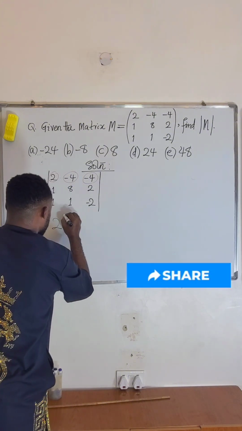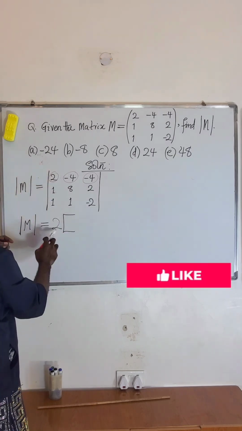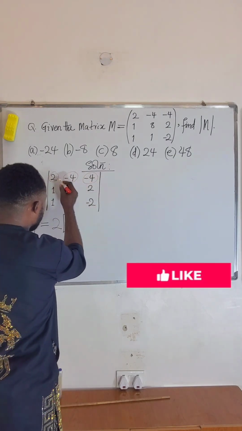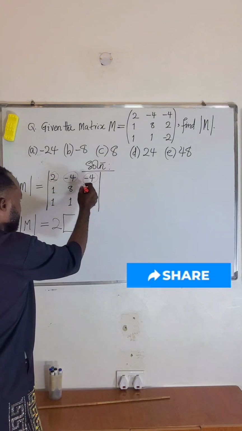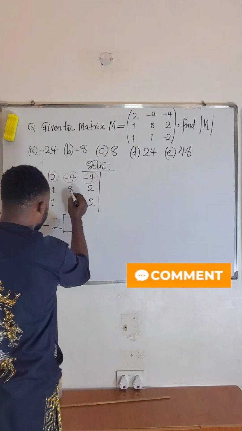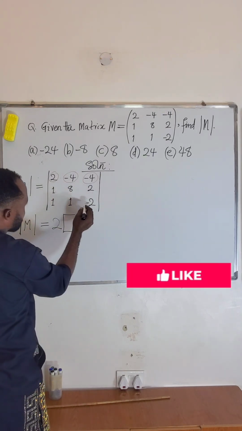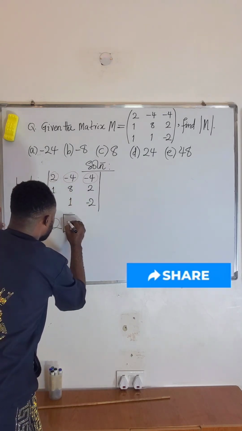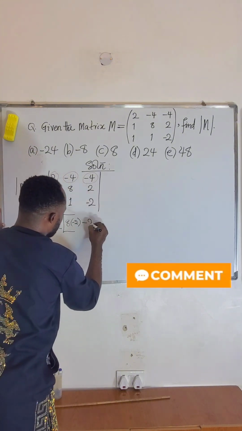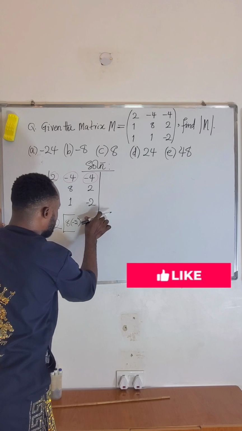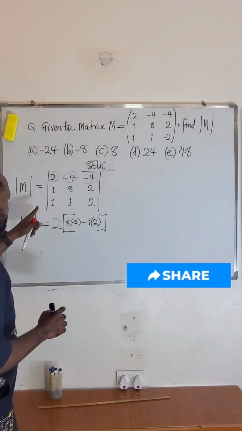See what I'm going to do. Immediately you pick 2, I pick this 2 here. I am not going to consider elements in this direction and this direction. So this is the only part I will consider, and that will be 8 times -2 minus 1 times 2. Let me take it easy for you: that is 8 times -2 minus (-1 times 2). We are done with 2.